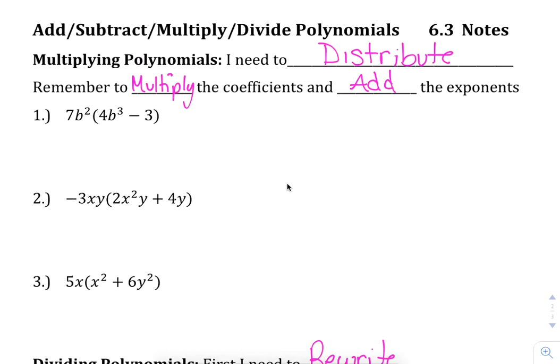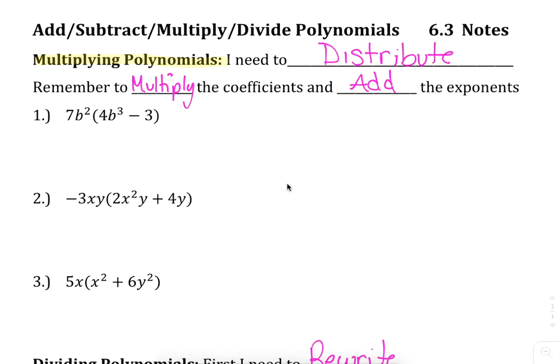All right, when it comes to multiplying polynomials, here's what you need to know. We're going to be distributing just like we have been, but remember that when you multiply, we multiply the big numbers, and we add up the exponents, okay? If the bases are different, then we would keep them separate, okay? Or sorry, if the variables are different. I guess I should say that differently. Okay, so let's go ahead and distribute.